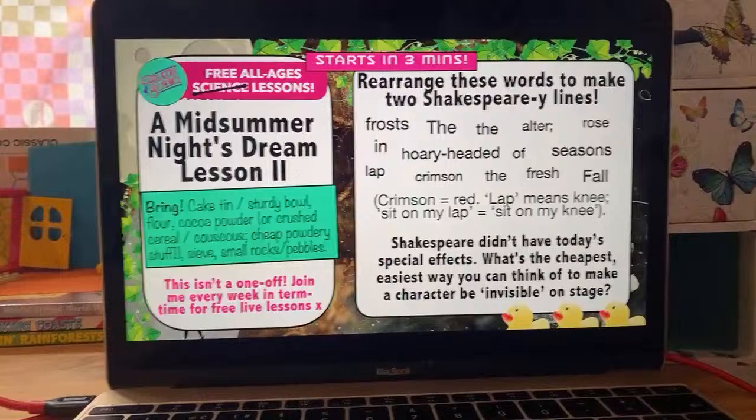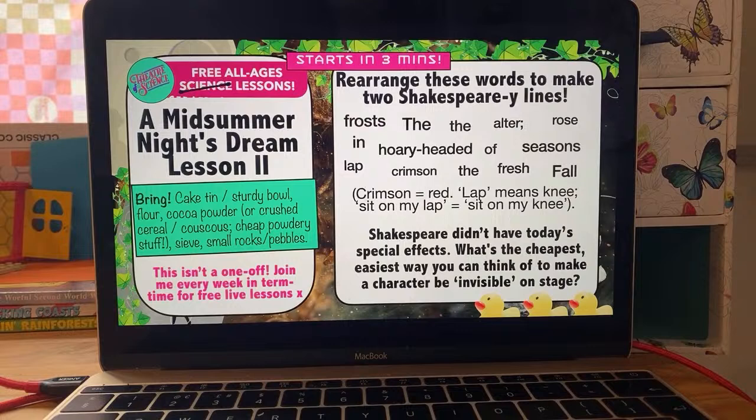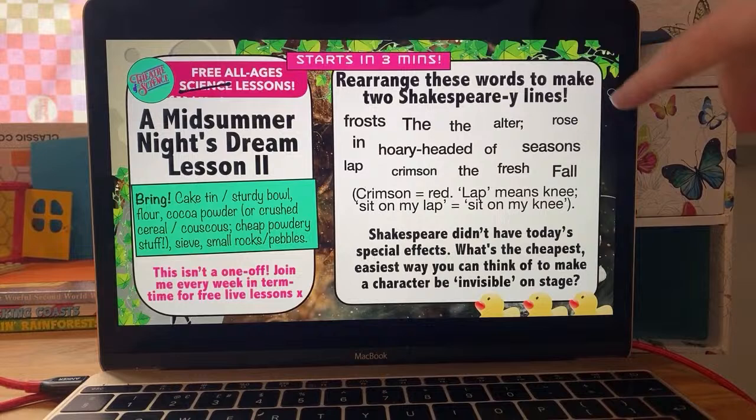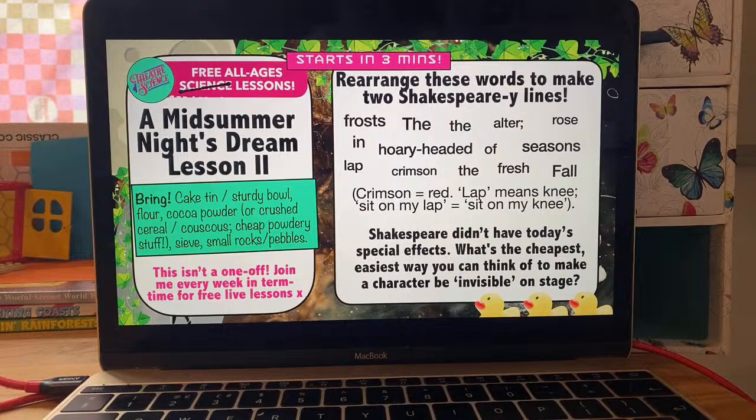Amazing. Right, you've got some things to do on the board. We've got loads of different words that Shakespeare put together to make two lines. Two really nice, I mean, they're all nice, aren't they? But I particularly like these two lines. So you can either try and rearrange them to guess what two lines Shakespeare wrote, or you could just rearrange them any way you like to make an interesting sentence. They are: Frost's the altar rose in hoary headed of season's lap crimson the fresh fall.